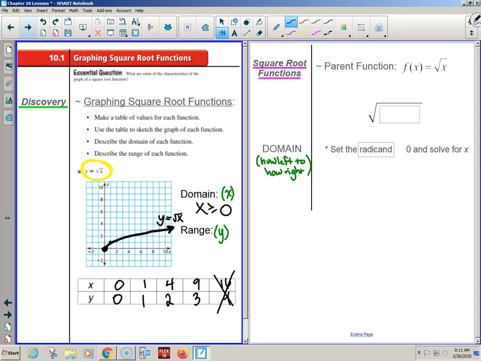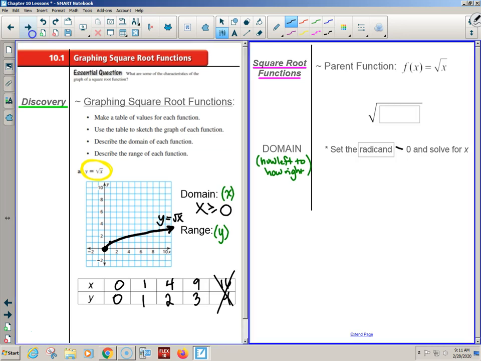So here's what we always are going to do. Set the radicand. The radical is this guy, right? If I was to label stuff, the radical is the sign. It's a radical sign. We can also talk about the function being a radical function or a square root function. But the radicand is who's underneath. Radicand.